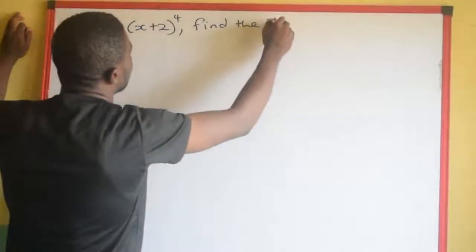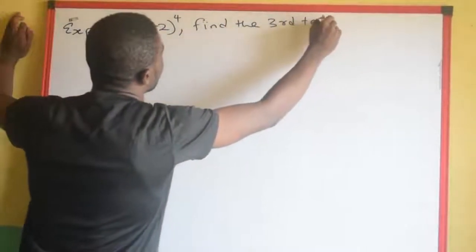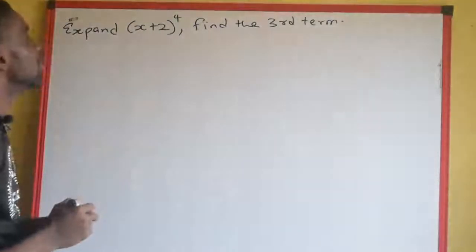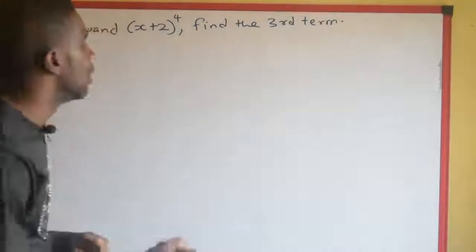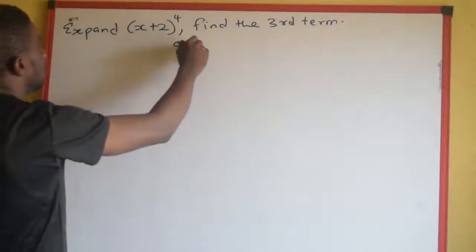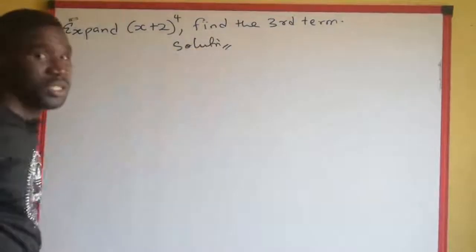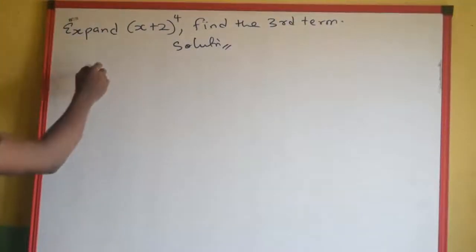the third term. We say find the third term. So what you are going to do is to write solution. When you must have written the solution, just bring down the question.